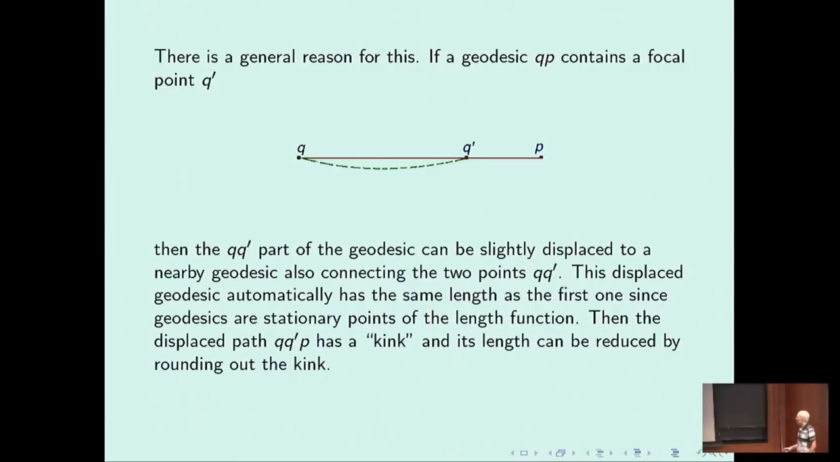Well, the displaced geodesic has the same length as the first one, since geodesics are stationary points of the length function. So if you can displace a geodesic, keeping fixed the endpoints, that doesn't change the length. But the displaced geodesic has a kink, and its length could be reduced by rounding out the kink. So if there's a focal point, Q prime, between Q and P, by replacing this segment with this one, and then smoothing out the kink, you'd get a shorter path from Q to P, showing that a geodesic that's been continued past a focal point never minimizes the length between the 2 points.